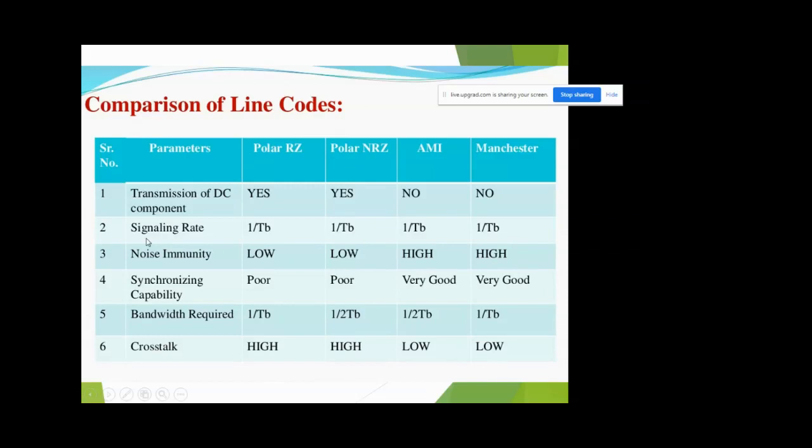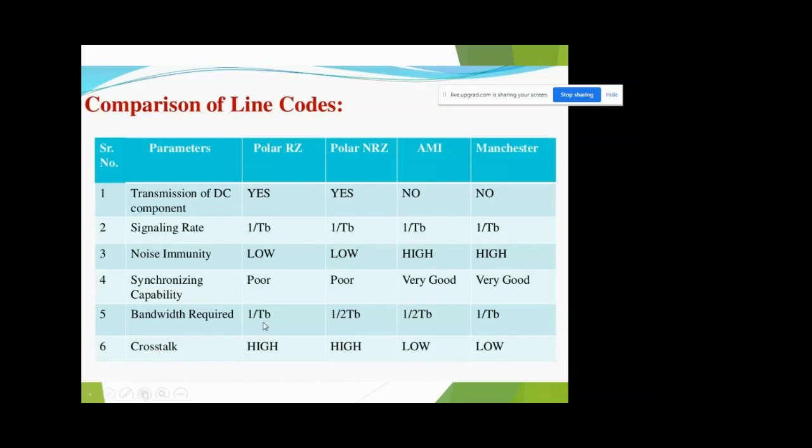After that, obviously the signaling rate would be the same. Whatever data we are using for a different format, the signaling rate is the same. Noise immunity in polar RZ is low, for polar NRZ it is low, for bipolar AMI it is high, and for split phase Manchester it is high. Now synchronization capability is a very important parameter. In polar RZ and polar NRZ it is poor as compared to AMI and Manchester. It is very good in AMI and Manchester.